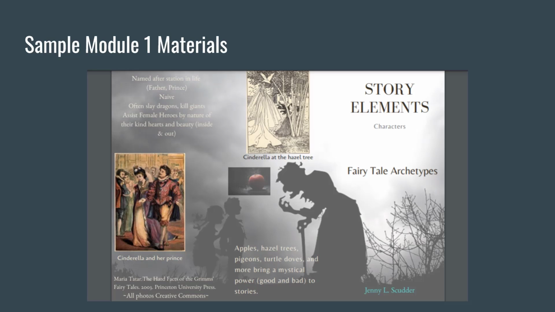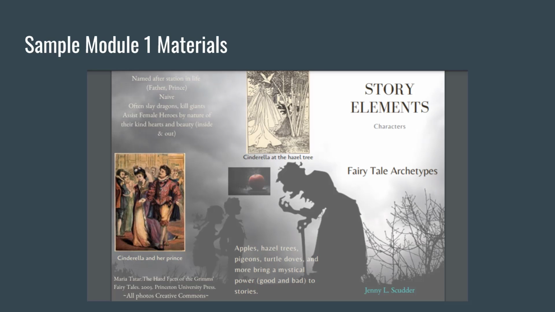This is a sample of supporting materials that would be available on the LMS from the instructor. So this is a graphic organizer that looks at one of the story elements, which is characters, and in this case it's particularly looking at fairy tale archetypes. So it looks at, for example, the male characters in fairy tales. They're namely named after their station in life, such as father or prince or huntsman. They often slay dragons and kill giants. They assist the female heroes by nature of their kind hearts and beauty.